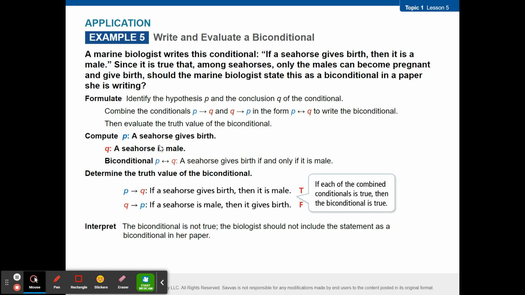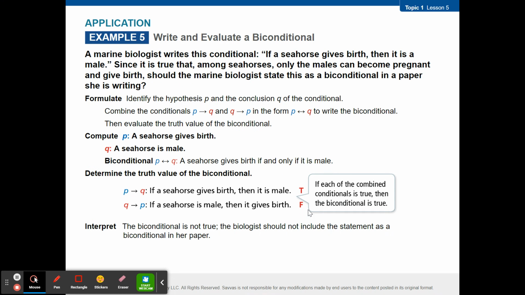All right, so again, we're going to take a look at that hypothesis. In this case, the hypothesis: a seahorse gives birth. The conclusion: the seahorse is male. Now, we have to look at each individual part. If we look at the conditional, if a seahorse gives birth, then it is male, that is true. However, if you take the converse of this, if a seahorse is male, then it gives birth, that's false. Because these both are not true, you do not have a biconditional statement to work with.